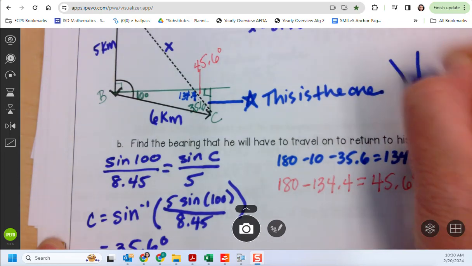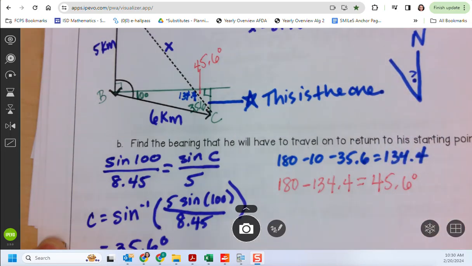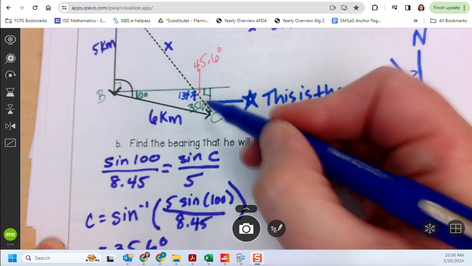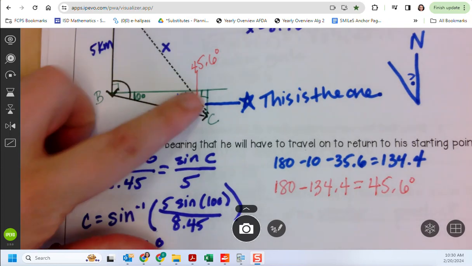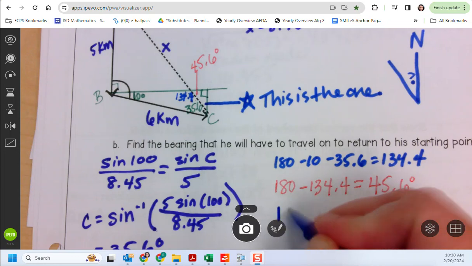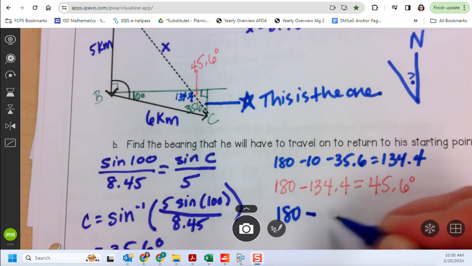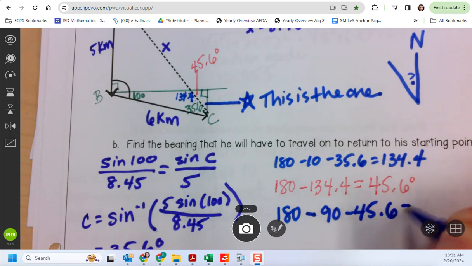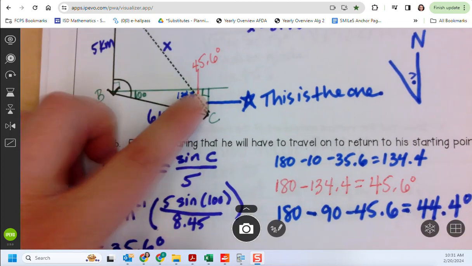Because here's my north, right? And so I want to find this angle in here for my bearing. So this is my north. So I want to find that angle. All right, so that angle is going to be, I've got 90 degrees, 45 degrees, and I need to find this one. Wait and check your answer. 180 minus 90 minus 45.6, and I get 44.4. Okay, that one right there.